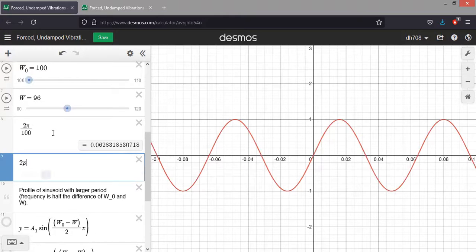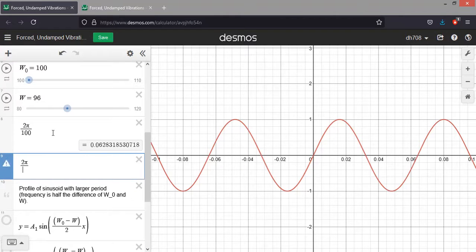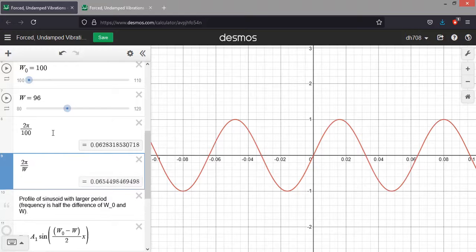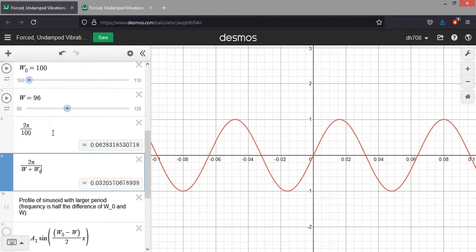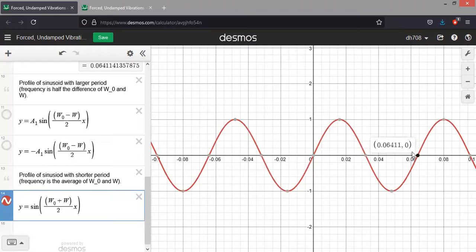So it's going to be 2 pi divided by omega plus omega naught. And then I have to divide that by 2, which is the same thing as multiplying up here by 2. And you can see I get 0.06411. And that is what this is. So going from 0 to 0.06411, I have a whole period.